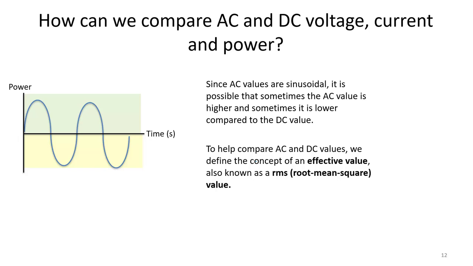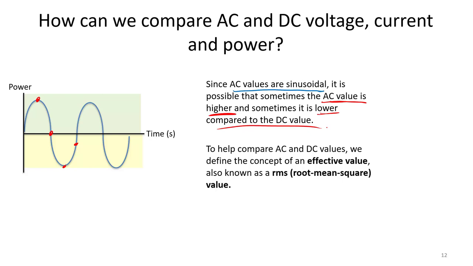So that brings us to another question. How would we be able to compare AC and DC values? Remember, AC values are sinusoidal. And so, depending on where I look along my sinusoidal signal, sometimes my AC value is higher than my DC value. Other times, my AC value might be lower compared to the DC value. So, looking at an AC value at a single point in time might not provide us enough information in order to accurately compare it with a DC value.